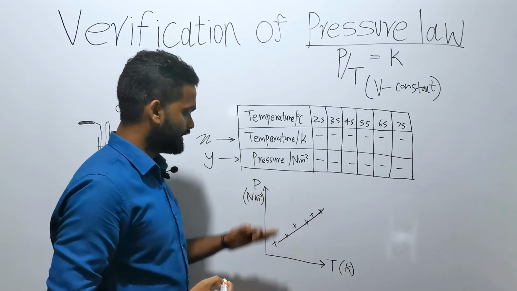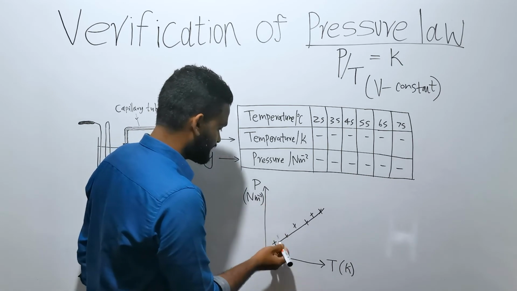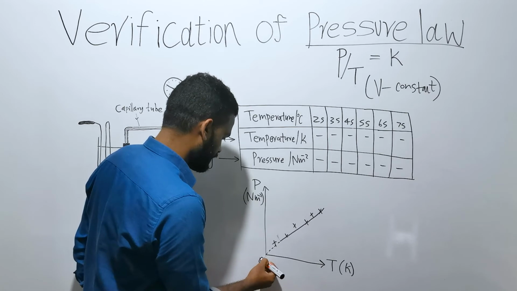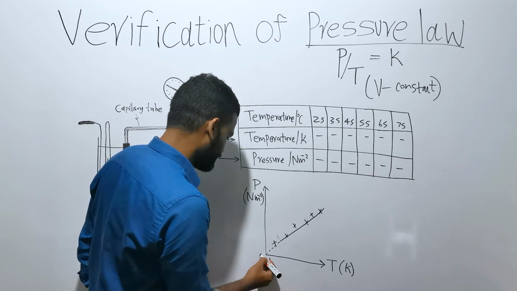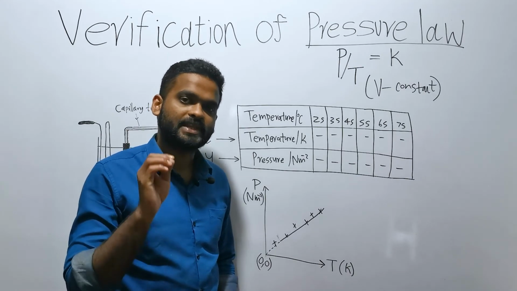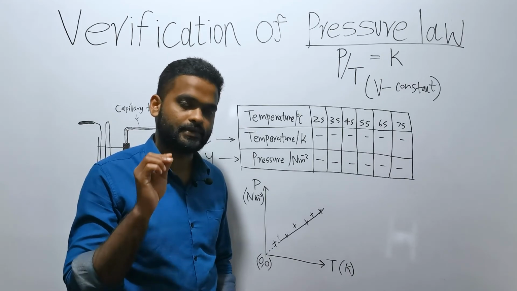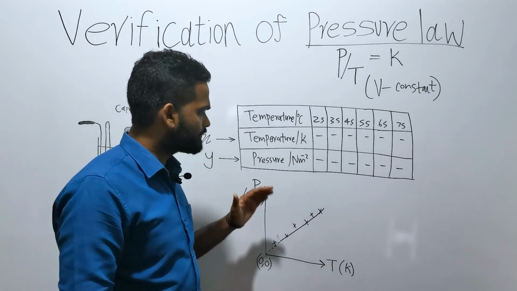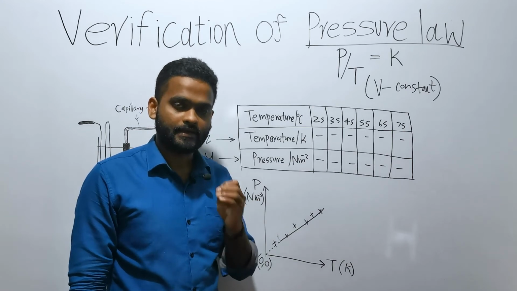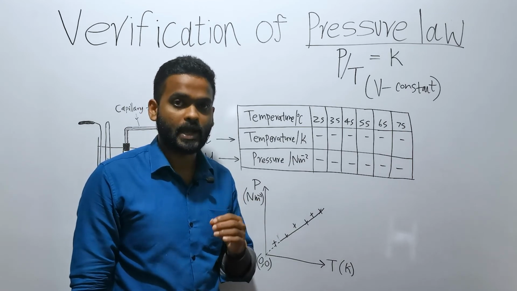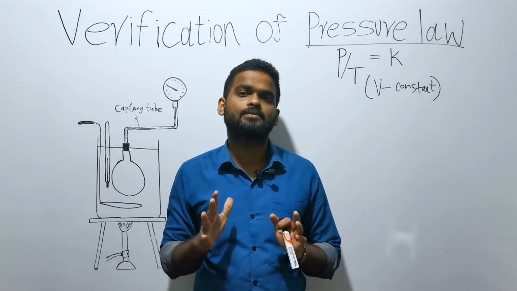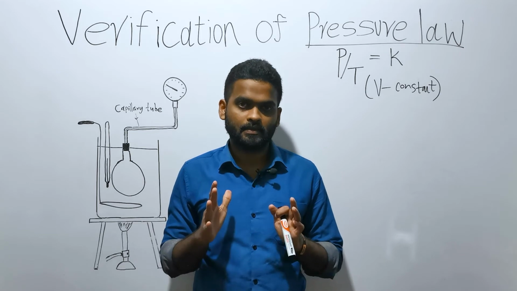So this line should be linear, and if we extend this line further, it should go through the origin of the graph. So in that case, the pressure law is verified if you get a graph like this. And if the graph is not like this, there can be errors in the experiment. So you have to repeat the experiment. Okay, that is how you can verify the pressure law.